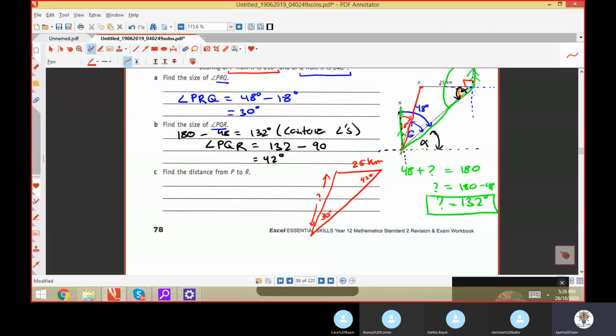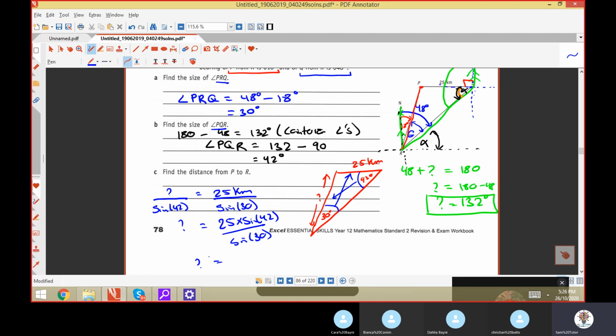Well, what rule do we have to use here? It's sine rule, because we're trying to find question mark. This side, this angle goes to that side, this angle goes to that side. It's sine rule. So question mark over sine 42 is equal to 25 kilometers over sine 30. That's it, done. 25 times sine 42 over sine 30, and that's it. You punch it all into your calculator, you're done.